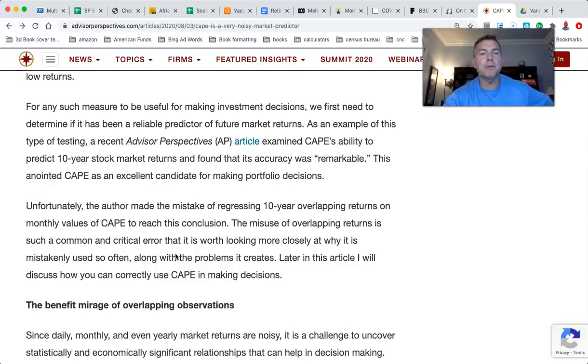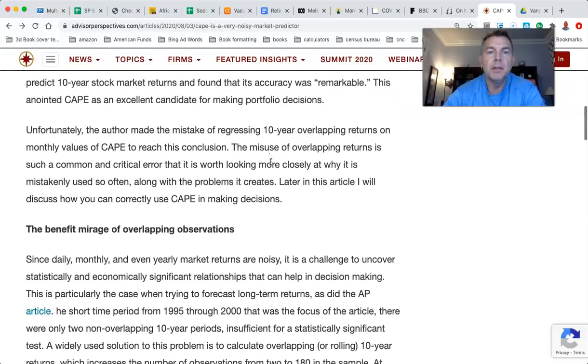For any such measure to be useful for making investment decisions, we first need to determine if it is a reliable predictor of future market returns. As an example of this type of testing, a recent Advisor Perspectives article, the one I just read to you, found that the CAPE was remarkably accurate. This anointed CAPE as an excellent candidate for making portfolio decisions.